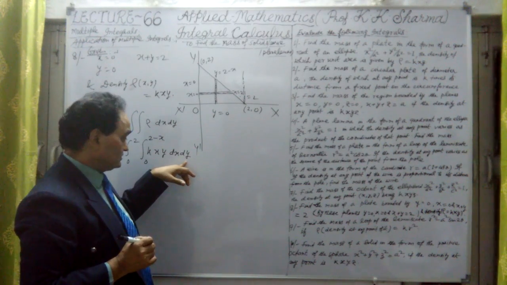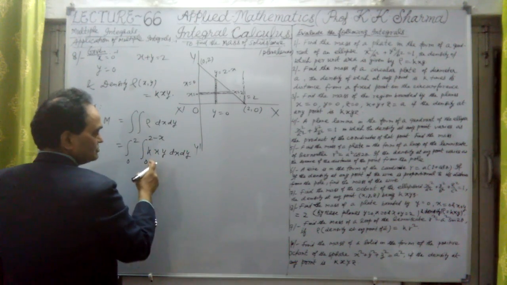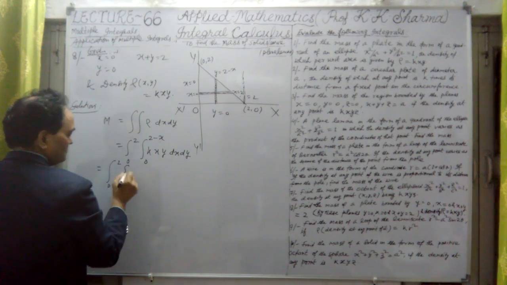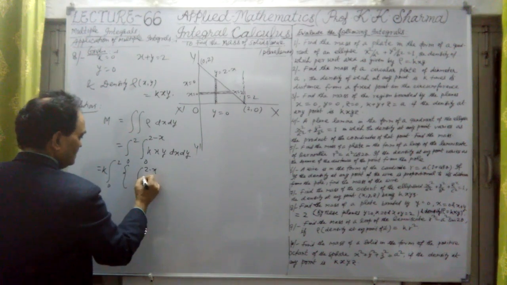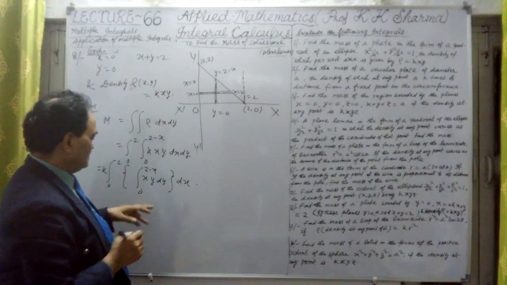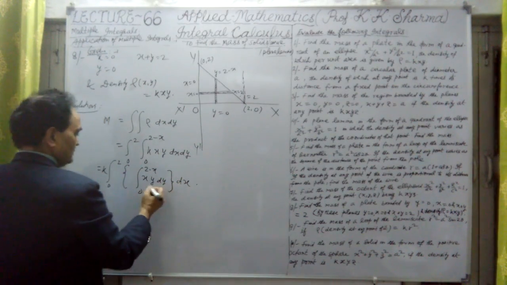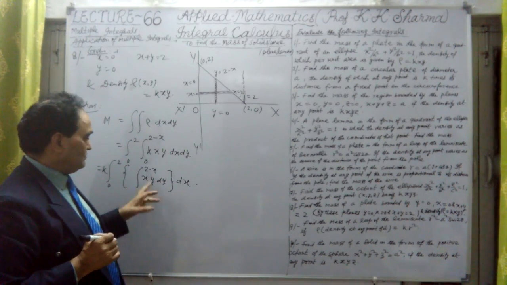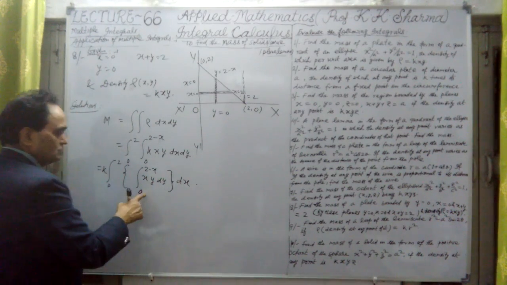Now we have to integrate this. Let me integrate first with respect to y, then with respect to x, because the first limits from the right hand side are for the y coordinates. First we have to integrate with respect to y. Let me write it in the proper manner: 0 to 2, and in the bracket 0 to 2 minus x. K is a constant here, and here let me write x into y into dy, and dx I put outside the bracket. Now within the bracket x y into dy, the limits are 0 to 2 minus x for the y coordinate.